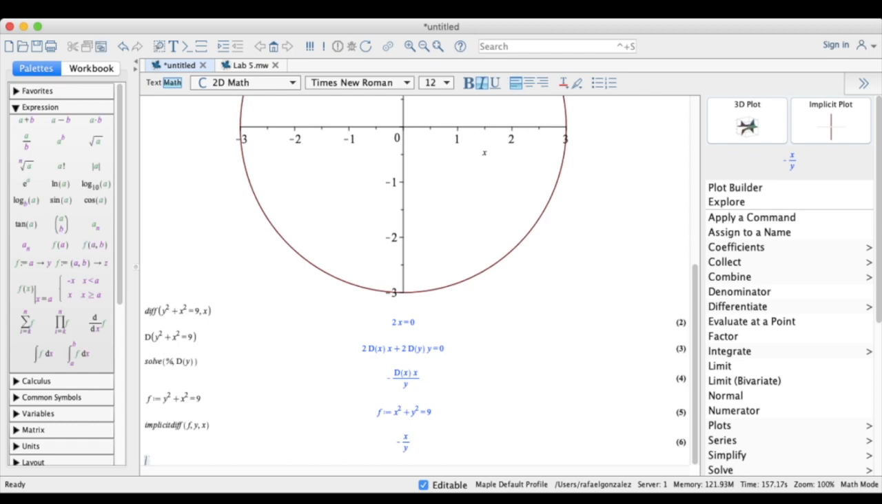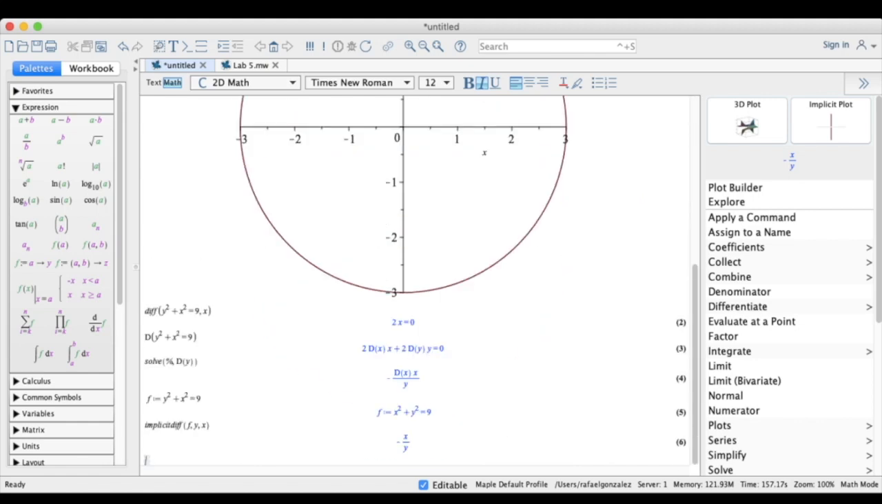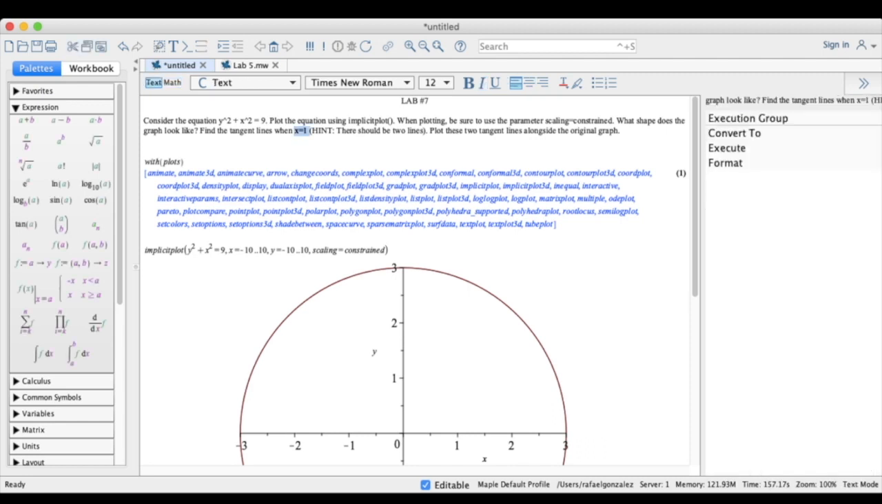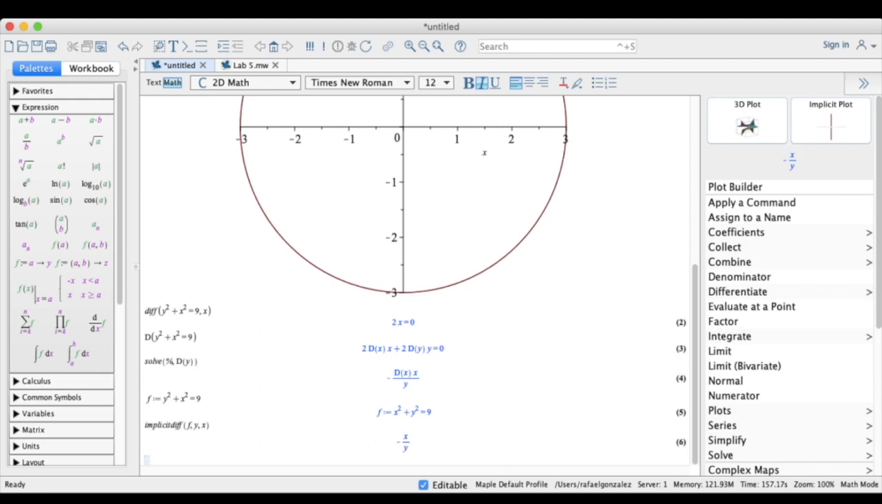Okay, so now I have what the derivative is. The derivative of my equation is negative x over y. However, to find the slope, I need a value for x and I need a value for y. Here I only have one value for x, namely x equals 1. So I need to find the values for y when x equals 1.